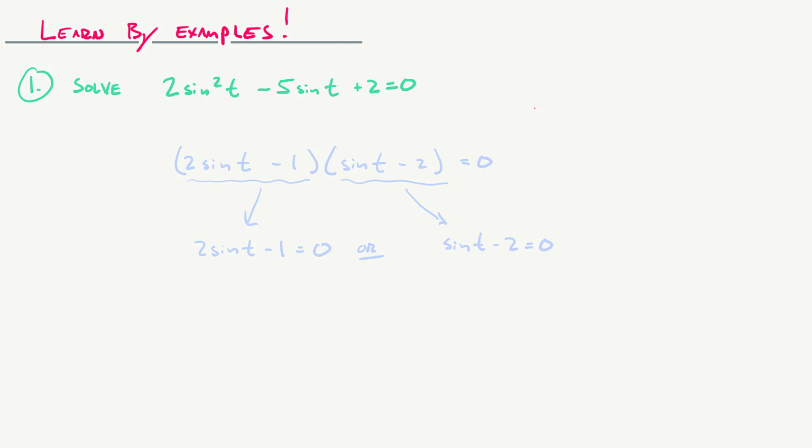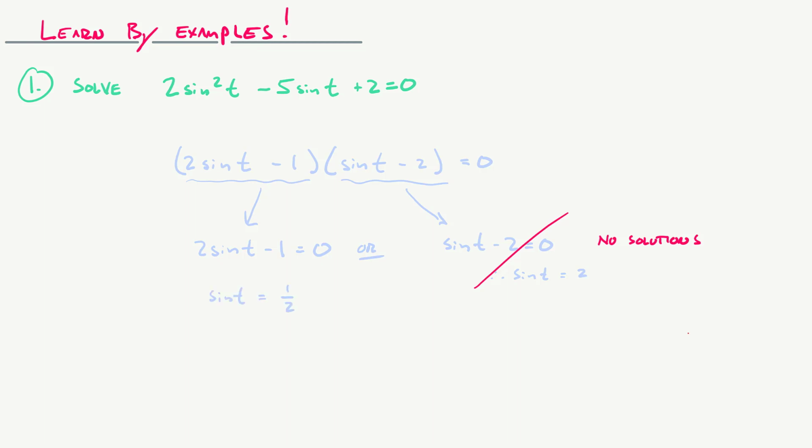You can use the zero product property to set each of these things equal to 0, but notice that the one on the right does not have any solutions. The sine of t does this maneuver, and y is equal to 2 is up here. So they never intersect, so this thing's got no solutions. Okay, well that's nice actually. Let's just focus then on 2 sine t minus 1 is equal to 0.